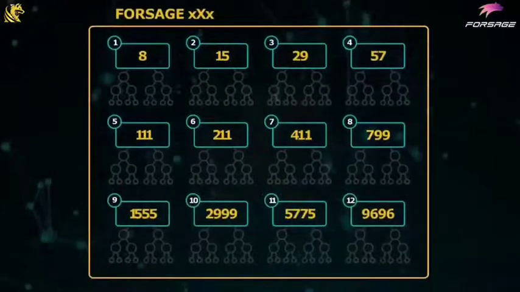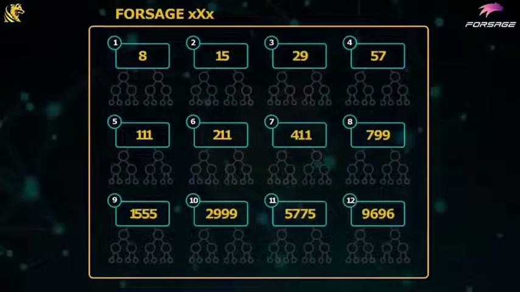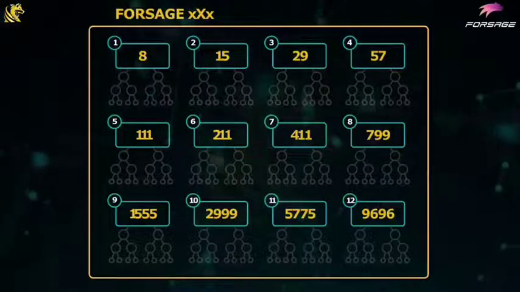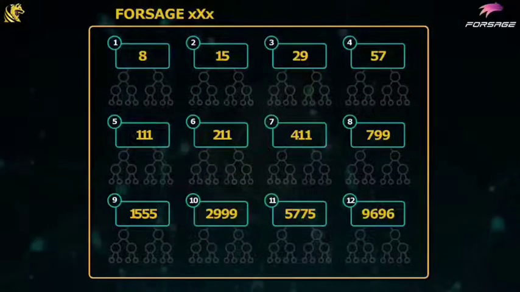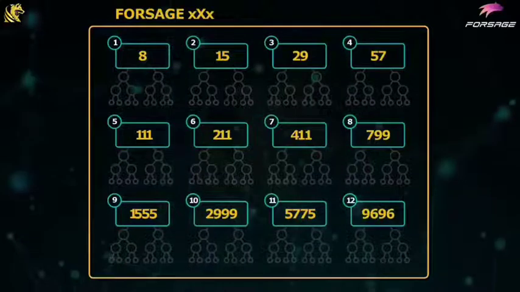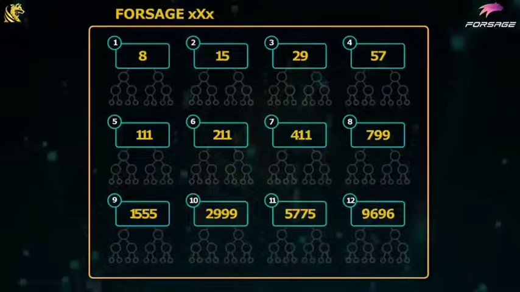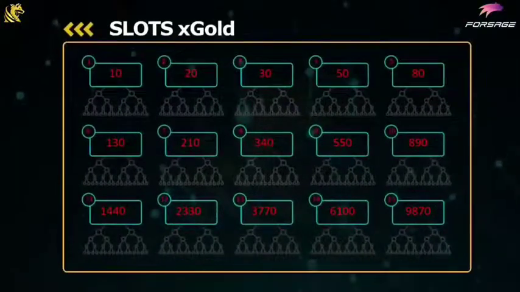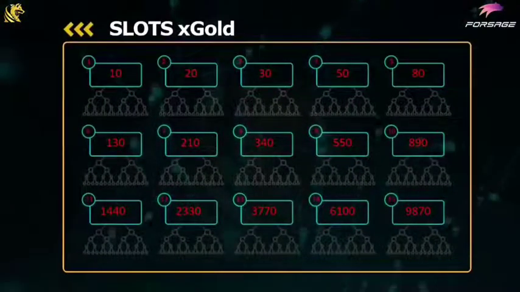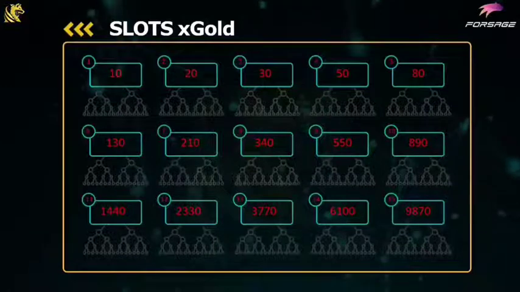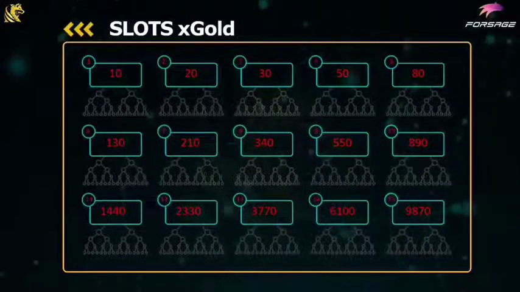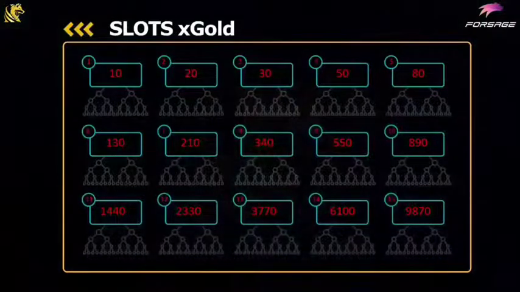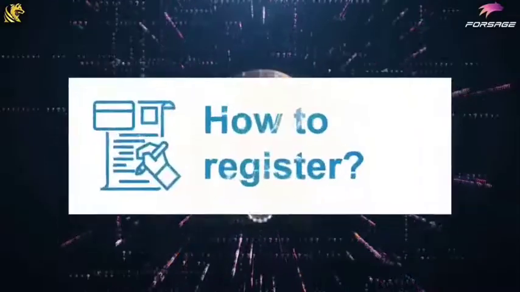If we talk about XXX Forsage, here you get a first slot of 8 BUSD, the next one is 15 BUSD, and it keeps on increasing. The last one is 9696 BUSD. So again, here you get a total of 12 slots. The last one is Forsage X Gold. Here the first slot is 10 BUSD, the second one is 20 BUSD, the next one is 30 BUSD. So it keeps on increasing, and the 15th one is 9870 BUSD.